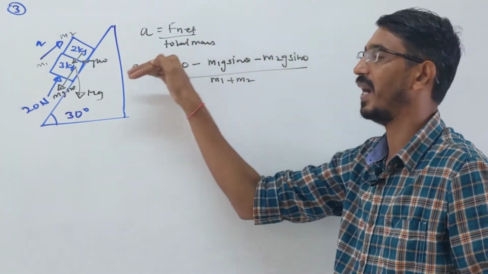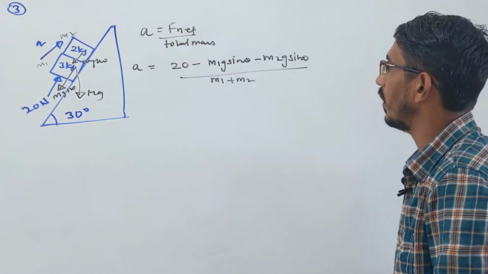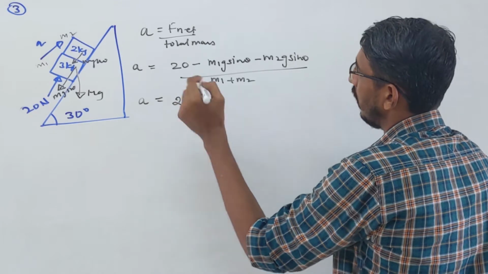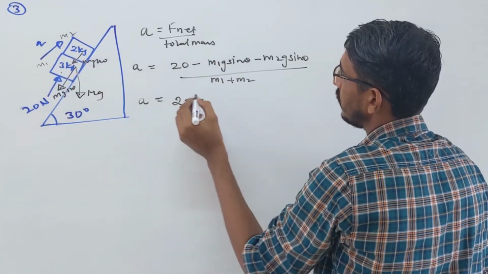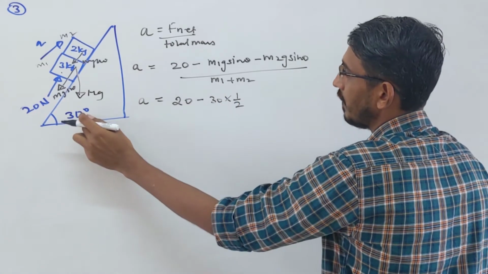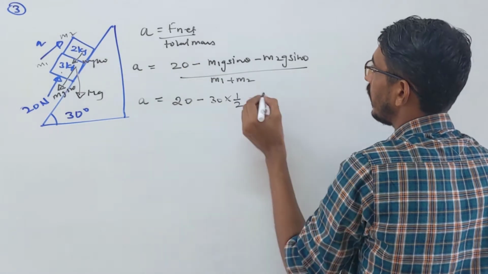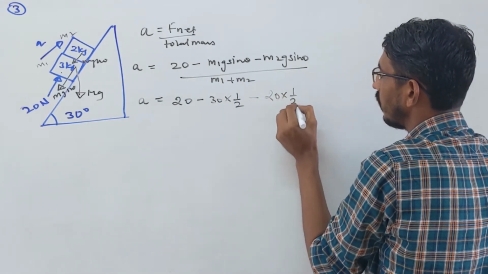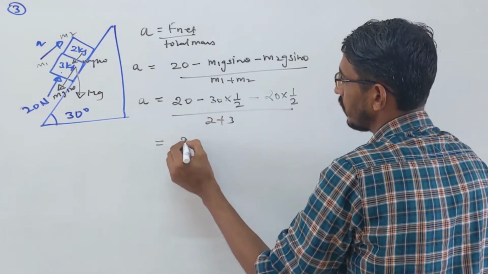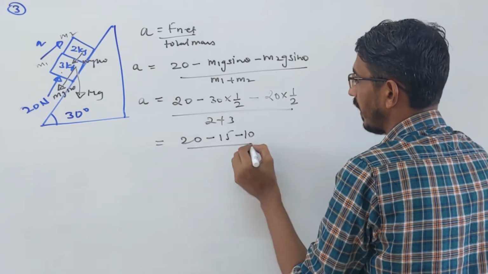So all forces will be added because they are in one direction if you apply this force from upward. Okay, so let's calculate this. A comes how much, 20. m1g, 3 kg given, so it becomes 30 into sin theta. Sin 30 is given, so 1 by 2, minus 2 kg means 20 Newton, again sin theta means 1 by 2, by total mass 2 plus 3. So this becomes 20 minus 15, this becomes 10 by 5.